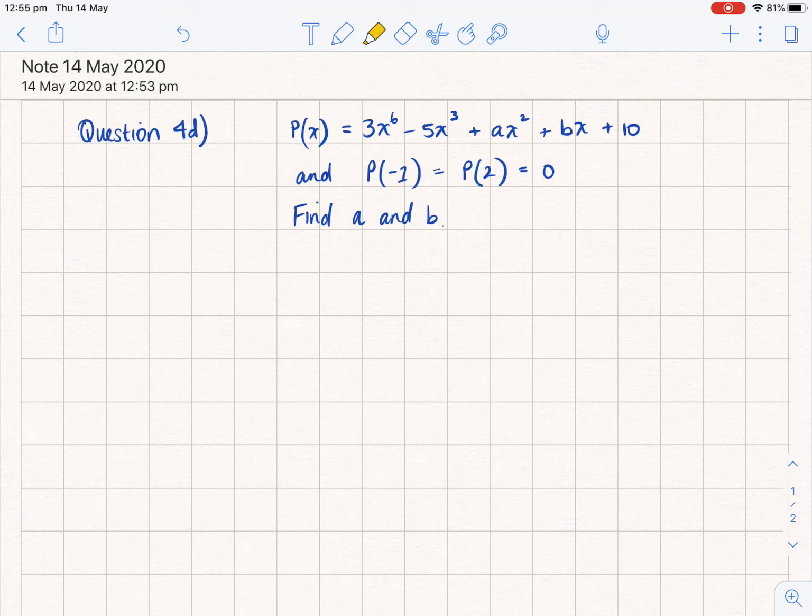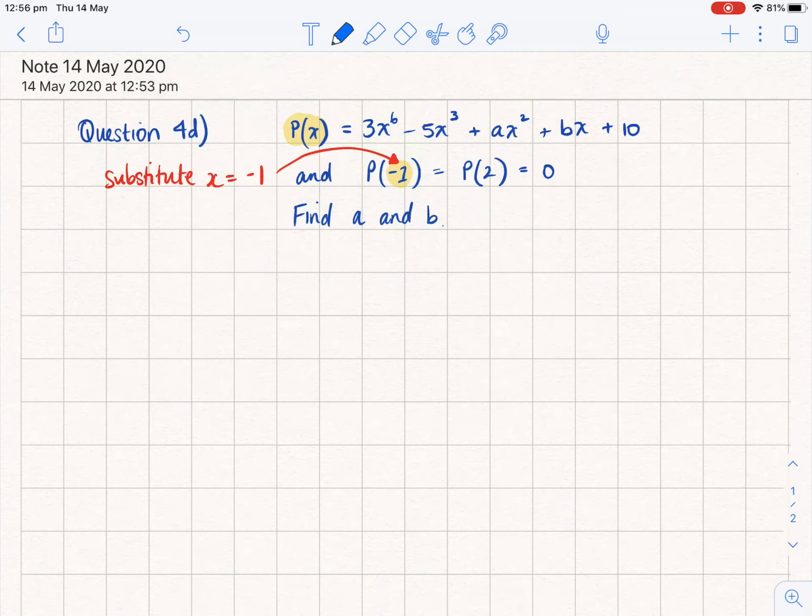So the first point I want to make is when we write a function, so this is my function p of x, and we're using p to say that p is a polynomial. When we write a function in this form and we stick a number inside the brackets, because it was p of x up the top and now I'm putting a -1 in the brackets next to the p, all that's telling me to do is to substitute x equals -1 into the equation.